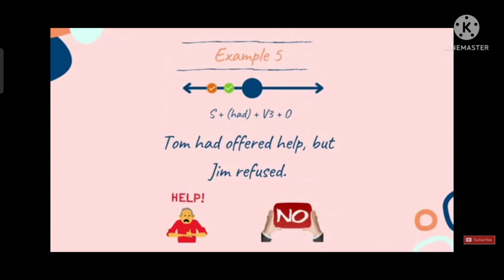Tom had offered help, but Jim refused. As Tom offered help and after that Jim refused the offer, we have used past perfect tense here. I hope now you are clear on the structure and timeline of past perfect tense.